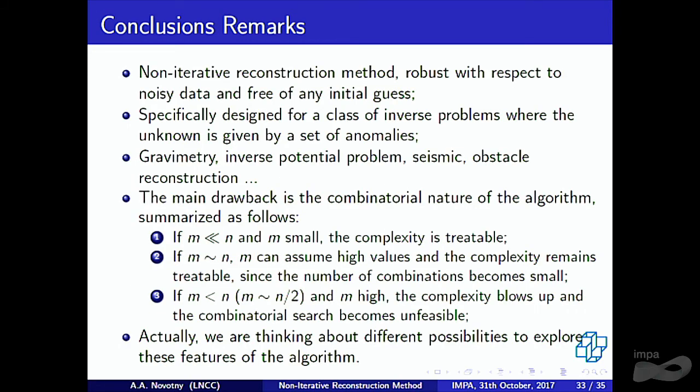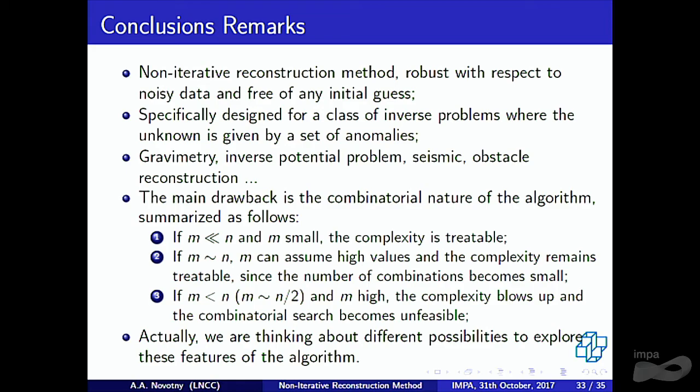So as conclusion, just to fix the idea, I have presented a non-iterative reconstruction method. Since it's non-iterative, it's quite robust with respect to noisy data. And free of any initial guess, this is a feature of the topological derivative. We don't need initial guess.